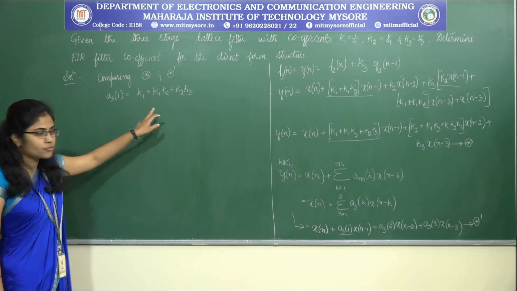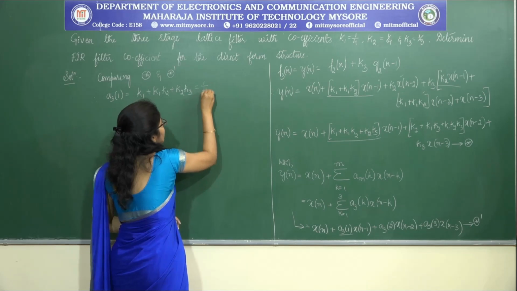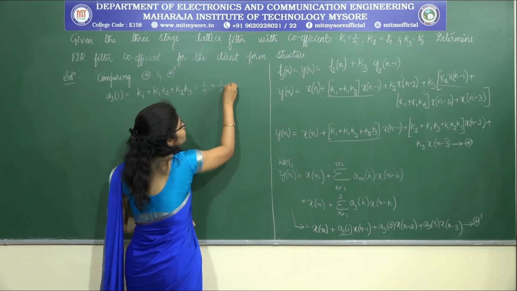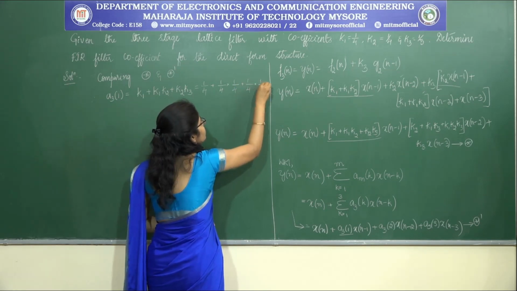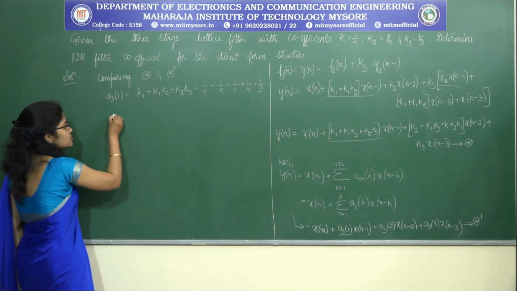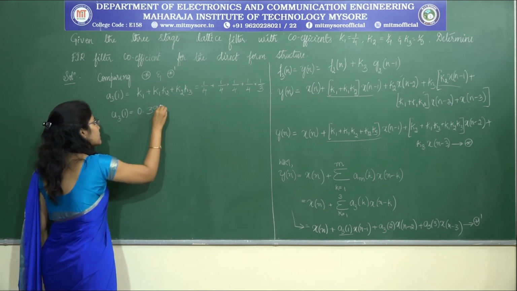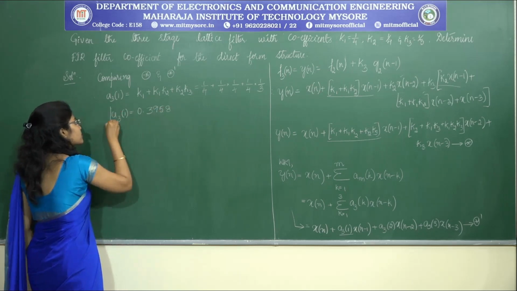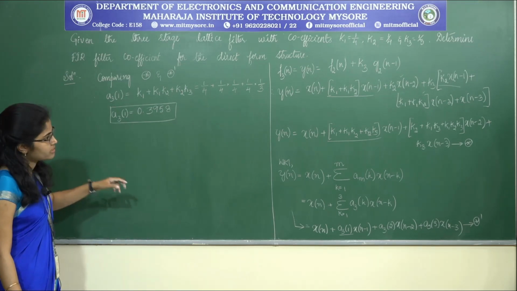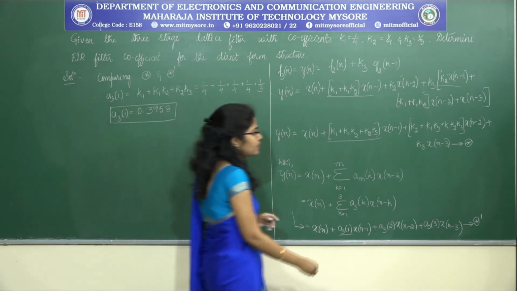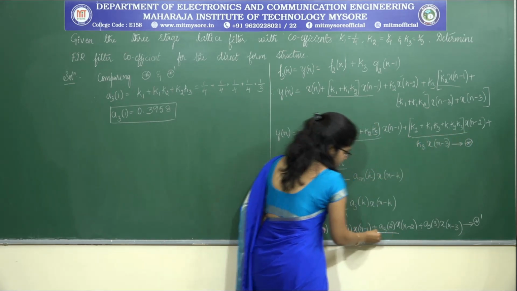Okay. So do I know the values of k1, k2, k3? Yes, they are given. So let us substitute: 1 by 4 plus 1 by 4 into 1 by 4 plus 1 by 4 into 1 by 3. If I simplify this, a3 of 1 will be equal to 0.3958. We found the first coefficient. Now I should find the second. For that, let us compare the coefficient of x of n minus 2 in star with that of star dash.